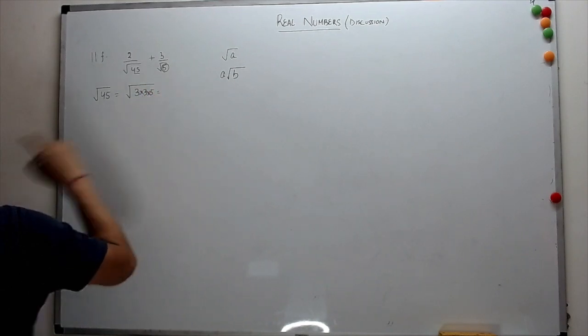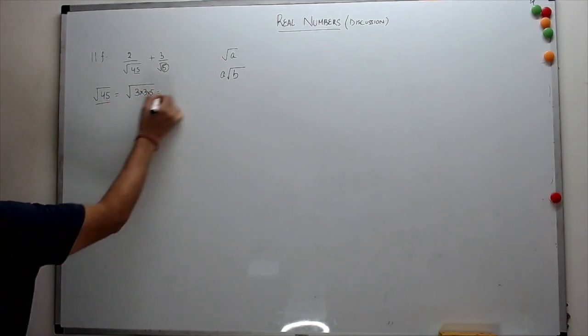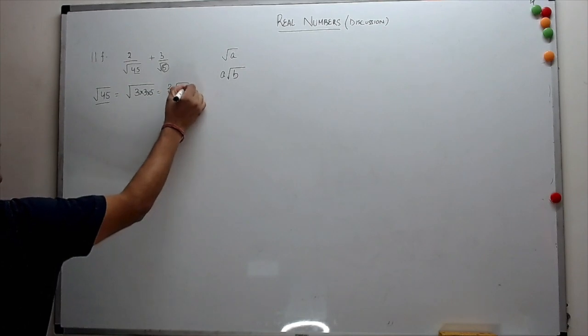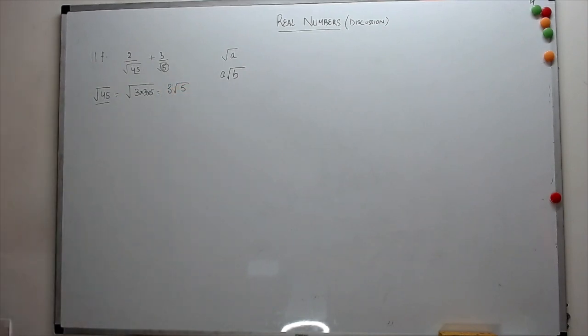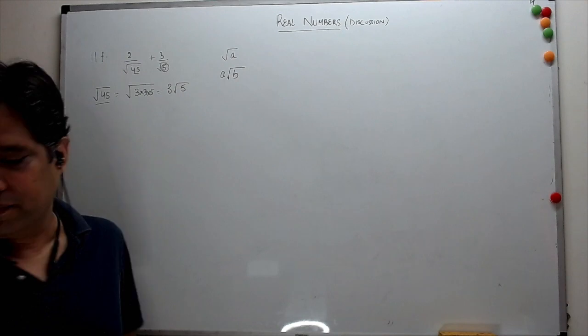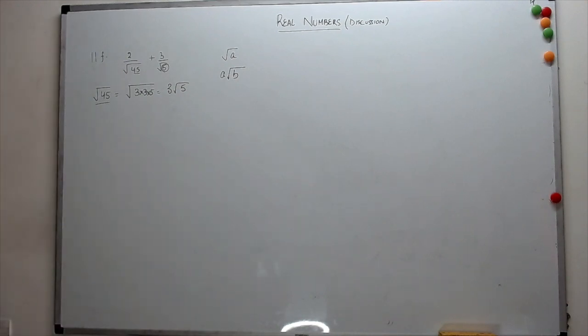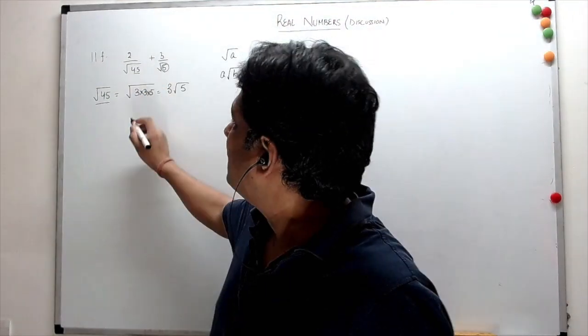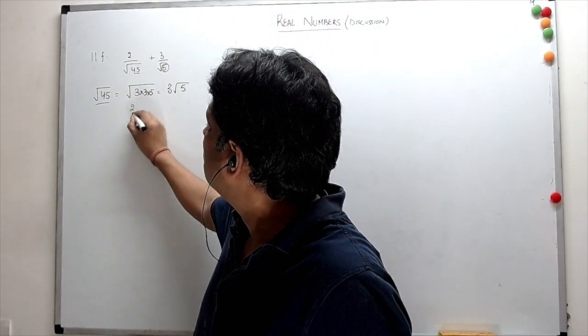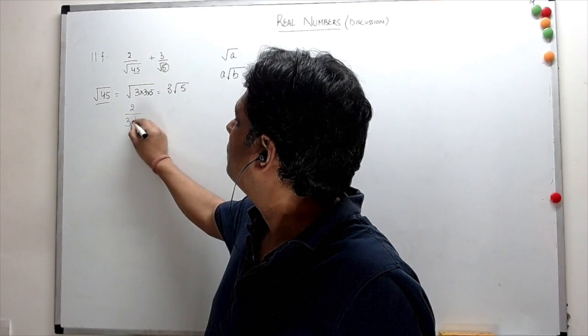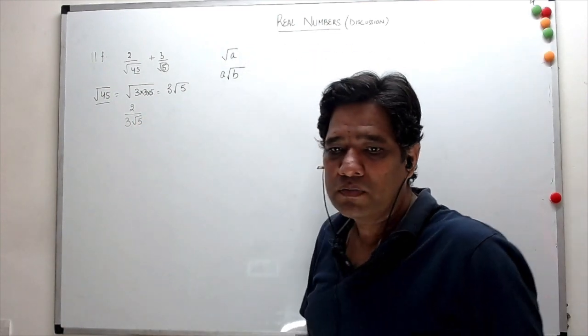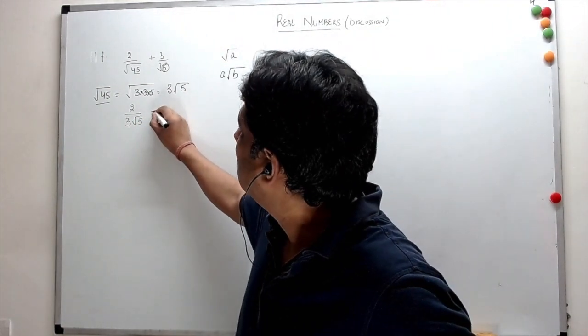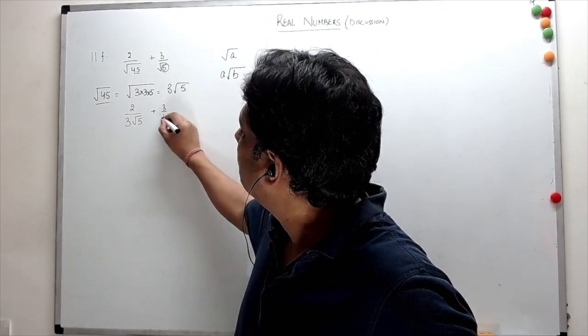अब तक हमको इसको देख के ये समझ में आना चाहिए कि रूट ऑफ 45 इज नथिंग बट 3 रूट 5. ठीक है? Yes, sir. अब once you have it, so I can replace it here and write it as 2 over 3 root 5 down here in this form plus 3 over root 5.